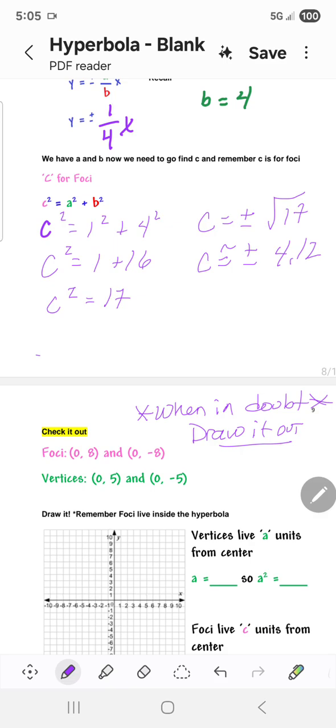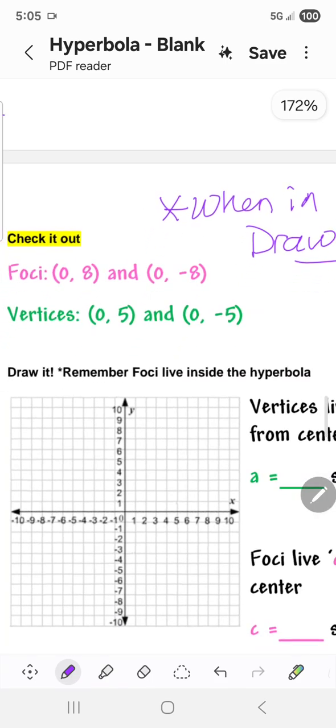You're given points, so it makes sense to plot them. So let's do that. I've got a foci at 0, 8. So there's one foci. I've got another at 0, negative 8. So there's another foci. I've got vertices at 0, 5. There's one. And 0, negative 5. And there we go.